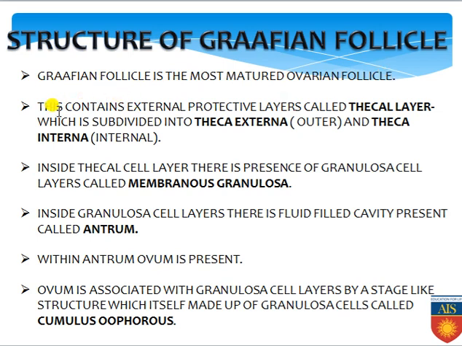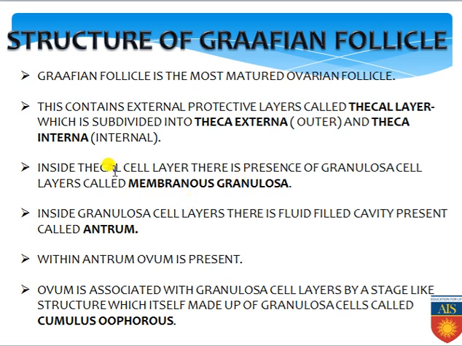This specific follicle structure, the mature ovarian follicle, contains external protective layers, and that is called thecal layers. Keep it in your mind, the Graafian follicle is surrounded by a cellular layer. Obviously that layer is bilayered, but that cellular layer is commonly known as thecal layer, and this thecal layer is subdivided into two portions. One is theca externa, that is the external layer. Another one is theca interna, that is the internal layer.